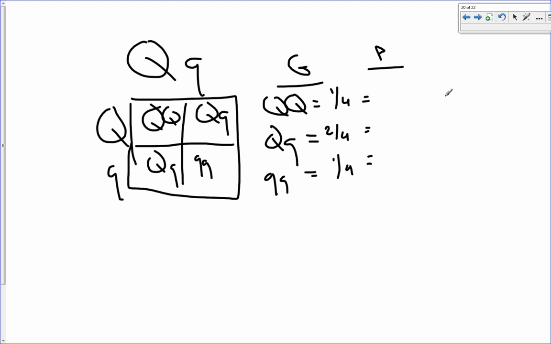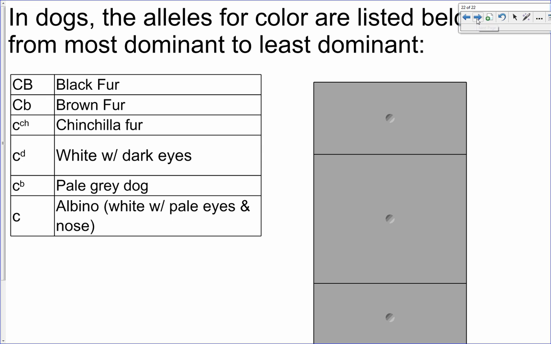We're going to move on here to our last type of inheritance, which is multiple alleles. So as you can see here, for fur color, there's a lot going on right now. There are 6 different alleles right here. C big B for black fur, C little b for brown fur, little c ch for chinchilla fur, little c d for white with dark eyes, little c superscript b for pale gray, and little c for albino. Remember, this is listed from most to least dominant. So for example, this right here is more dominant than everything else. This is more dominant than everything below it.